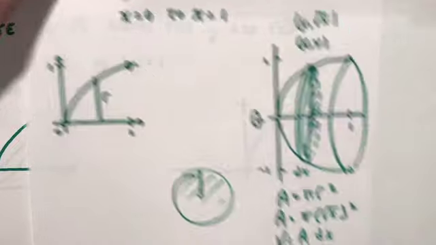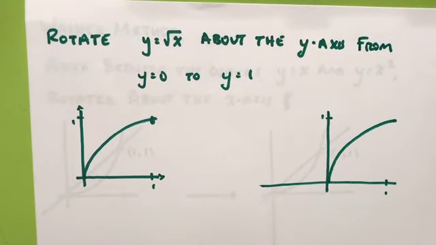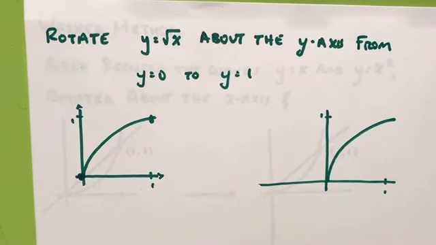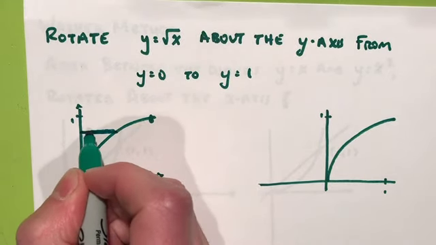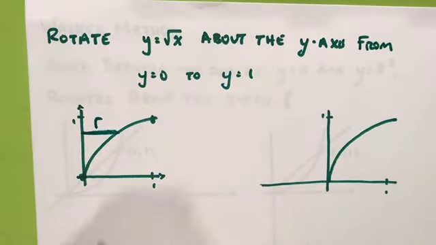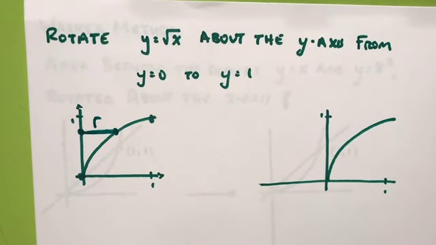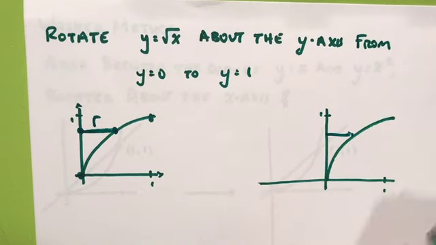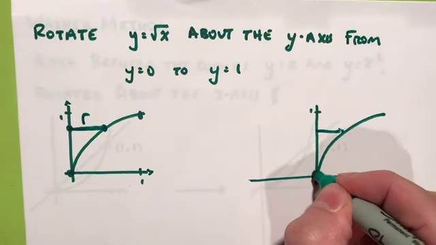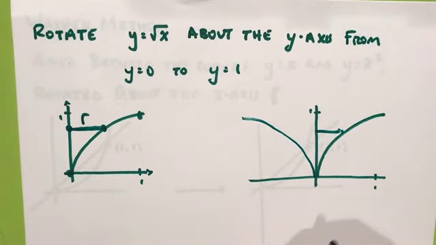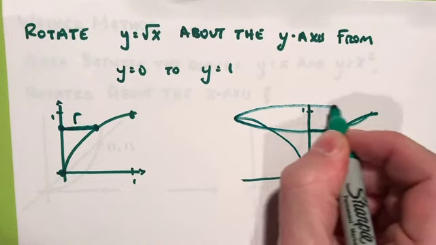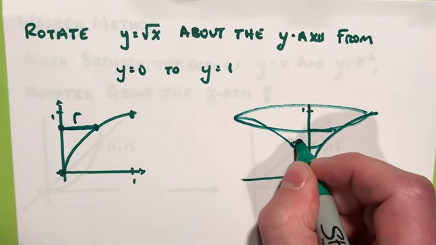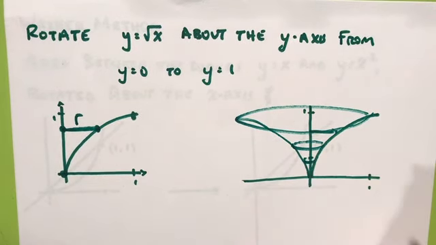I'm going to take the same curve, do something a little bit different. Rather than rotating around the x-axis, we're going to rotate around the y-axis, from y equals 0 to y equals 1. So now, when we are rotating around the y-axis, that horizontal segment becomes our radius. If I rotate this around, the section almost looks like a funnel going down.